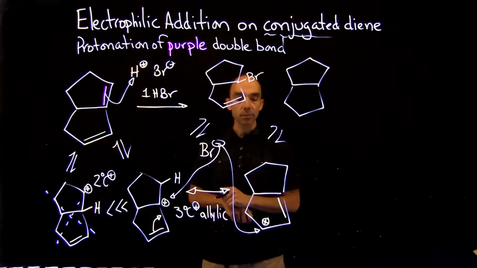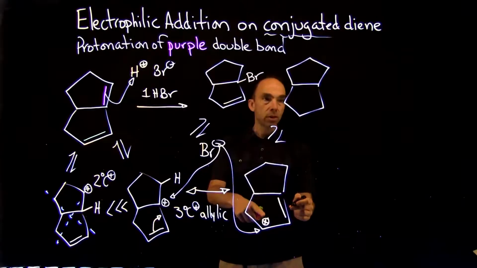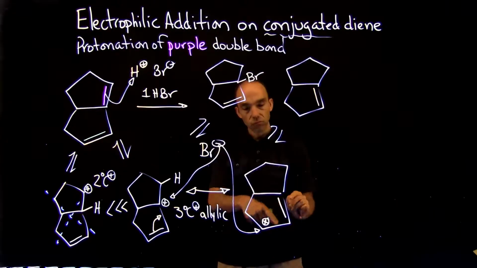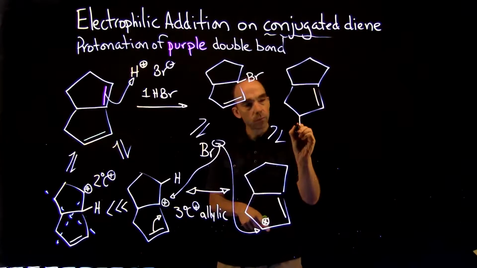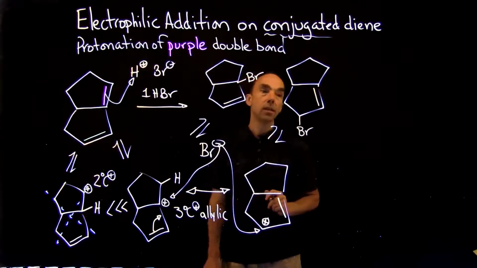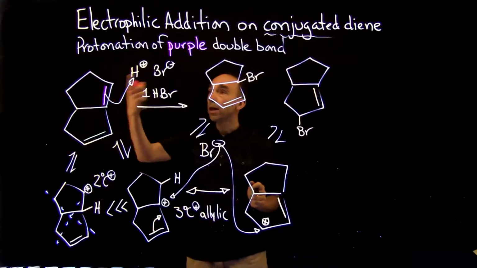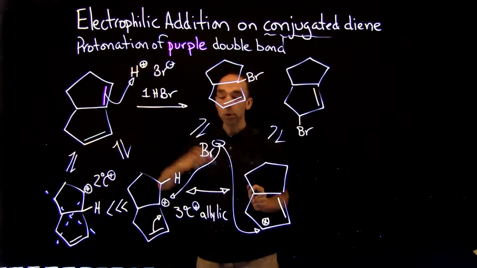That's one possible product. The other product here has the double bond remaining there, and the carbocation being brominated, addition of bromine. Two products are formed from protonation of the purple double bond.